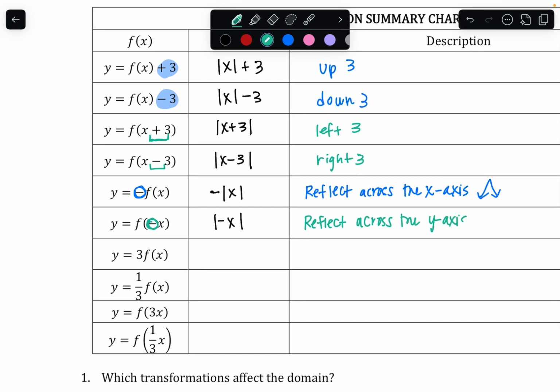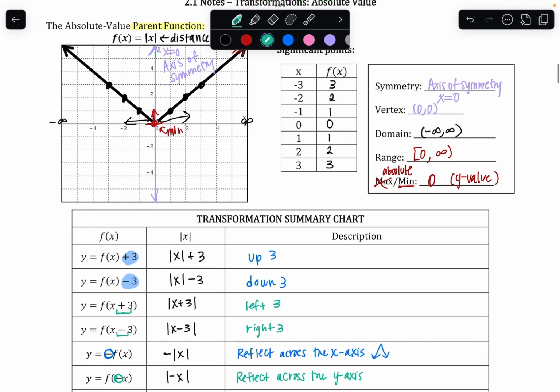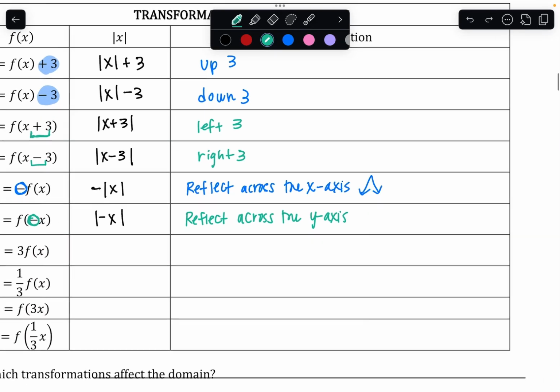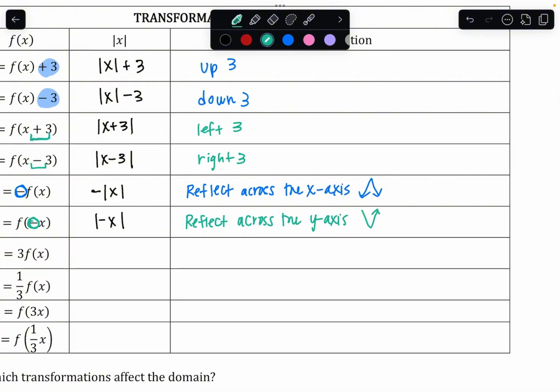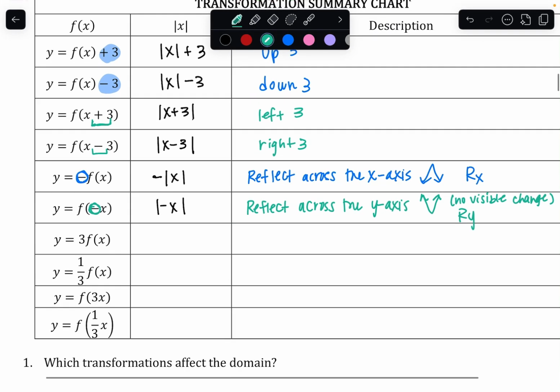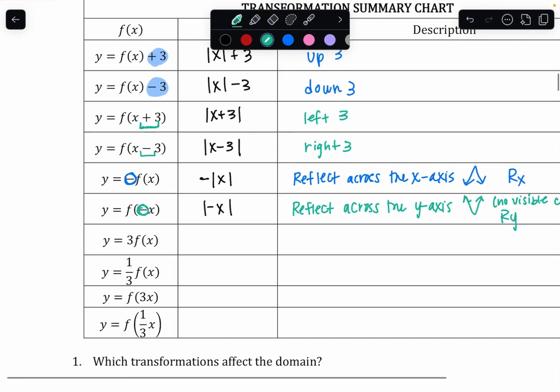And you're not going to notice a change because the y-axis is the axis of symmetry. So if I take this function and reflect it over the y-axis, it's going to look exactly the same. And so it's important to know that if you have a negative inside the bars, you're not going to see a change. No visible change. Also, if you want to abbreviate these, RX is the abbreviation for reflect across the x-axis, and RY is the abbreviation for reflection across the y-axis.